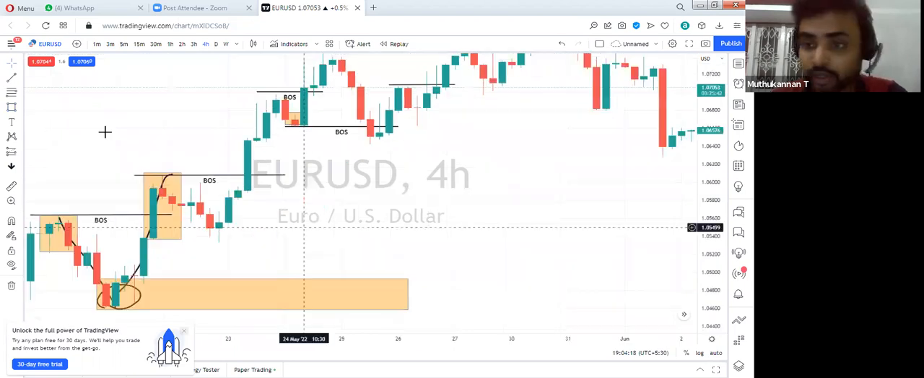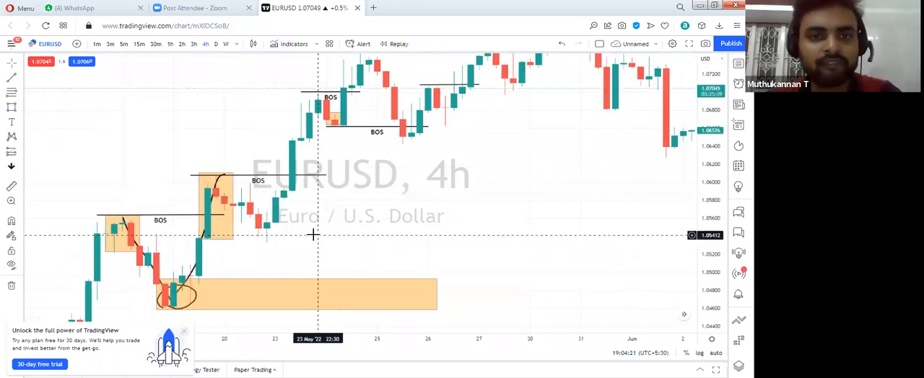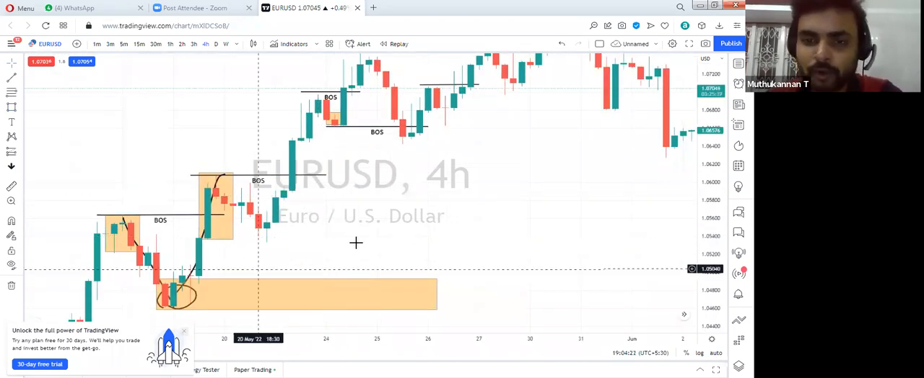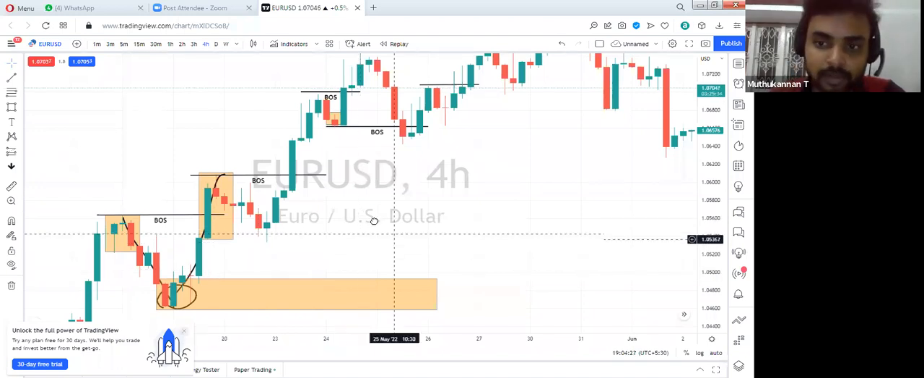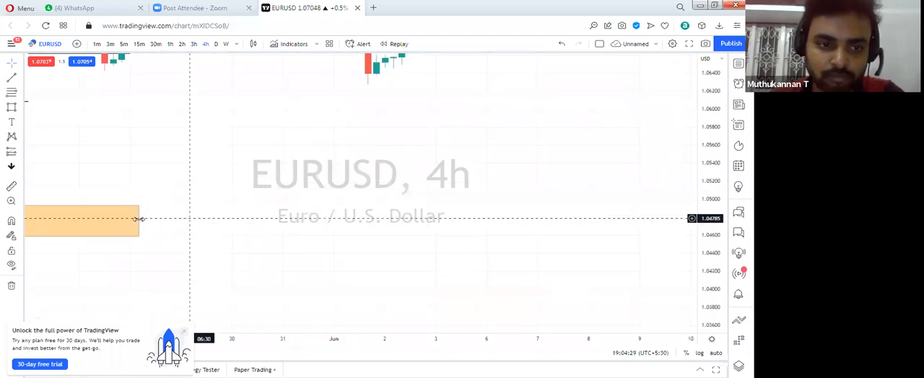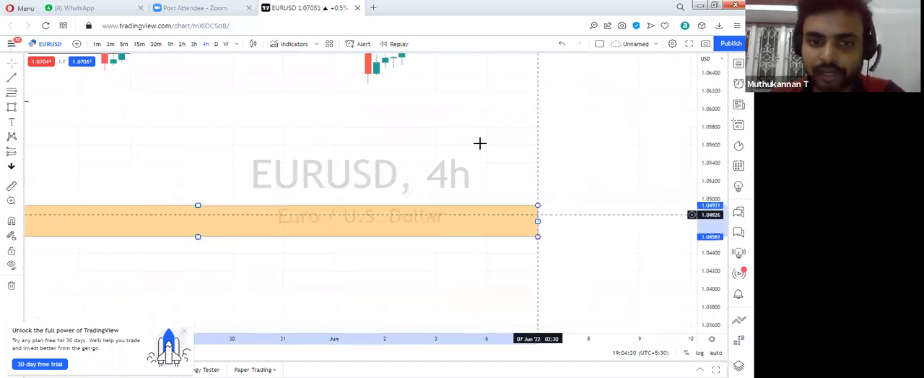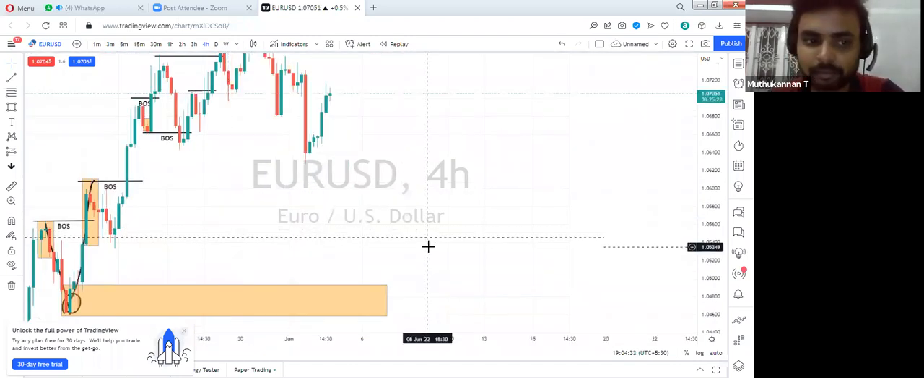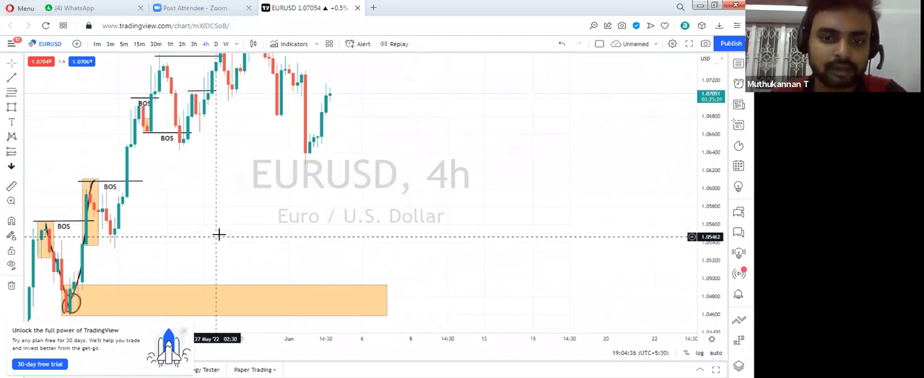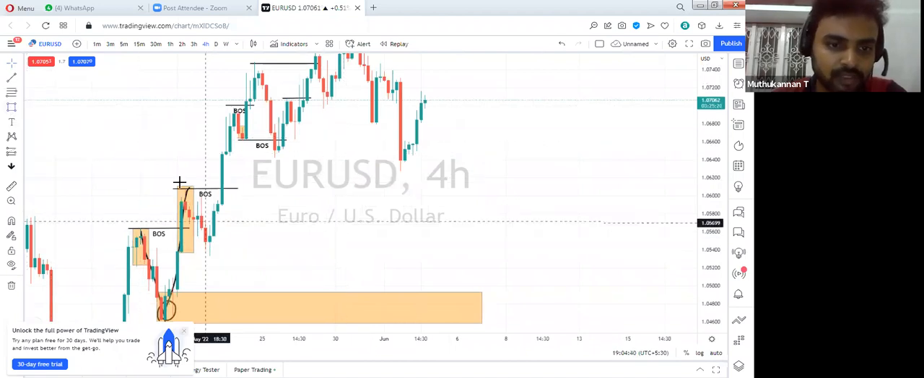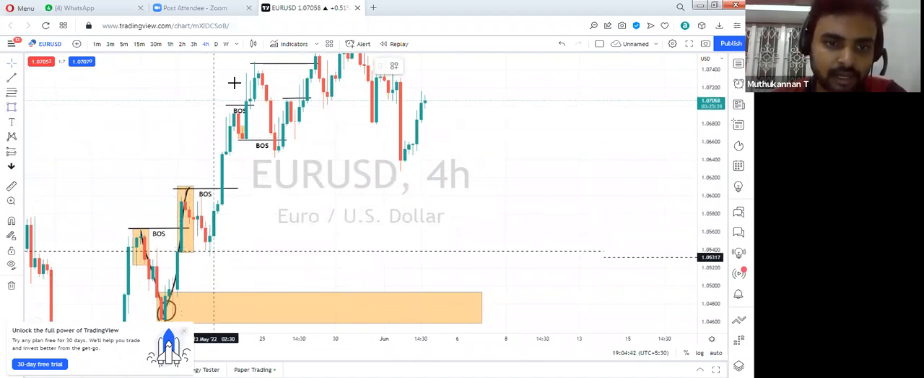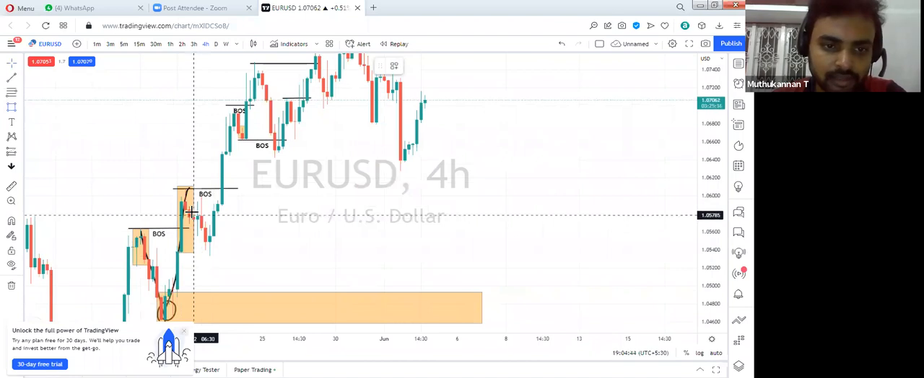After you mark the demand zone, there is no compulsion that price has to come here and react. It can come at any point of time, even in the future. You cannot expect that price has to immediately come here and react, although it can happen because it's a 4-hour chart. Similarly here, you can see drop, base, rally, so you'll be marking this entire zone.